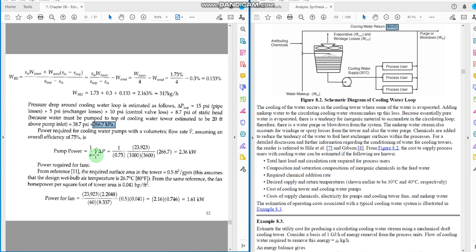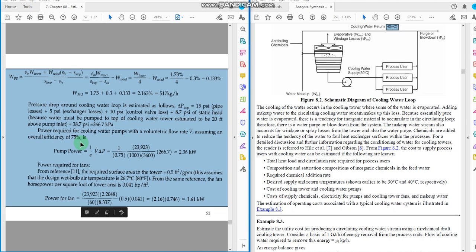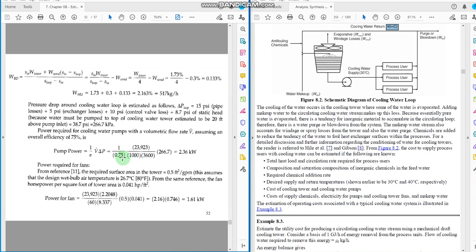So you have to be careful about the units here, because the final unit should be kilowatt or watt. Okay, so you can use any of the equations depending on your ease. The pump efficiency is given here, it is 75%. So simply what you can do here is 1 divided by 75%, which is the efficiency.